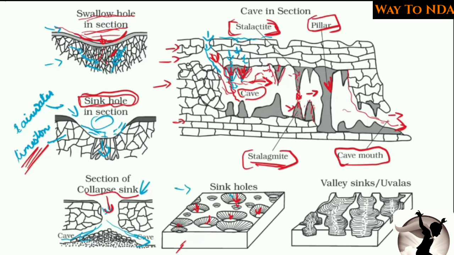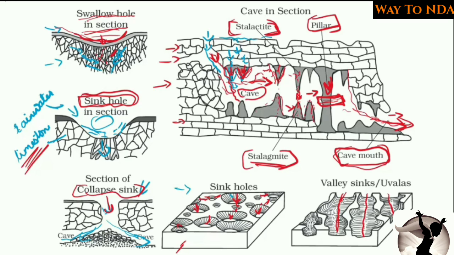Then the seeping went on, and along with it calcium carbonate was deposited on the above side, and at the same time also on the downside, and later on these two merged to form the pillar, and the water which flows down is called the cave mouth. And when sinkholes merge with each other, there will be a collapsing, and it will form a valley sink or uvala. If this pillar falls down, it will create a valley sink, or uvala, you can call it.